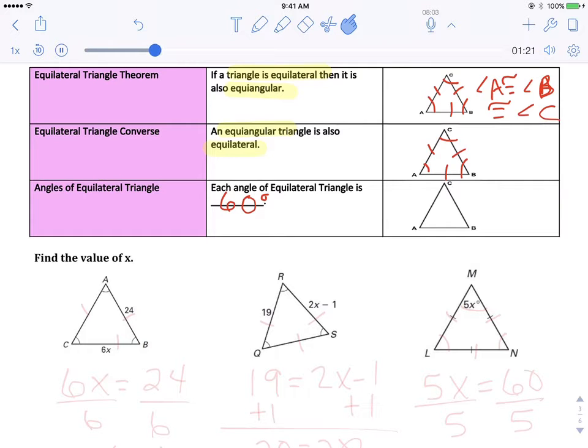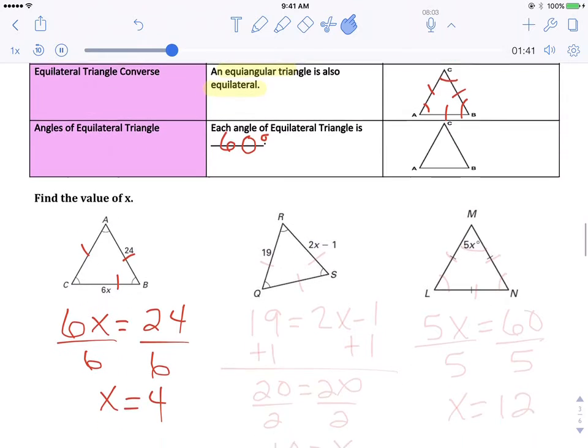So if we're trying to find the measurements of x, in this first example we're told that all three angles are congruent. Therefore we know that all three sides would also be congruent. So to find x, we can set 6x equal to 24. Divide both sides by 6, so x is 4.